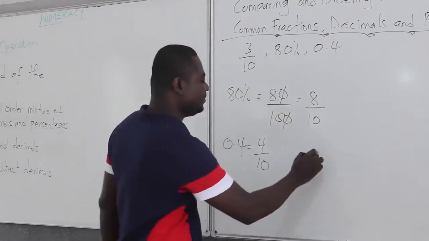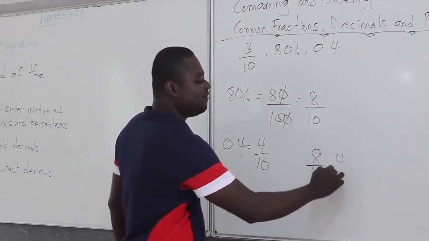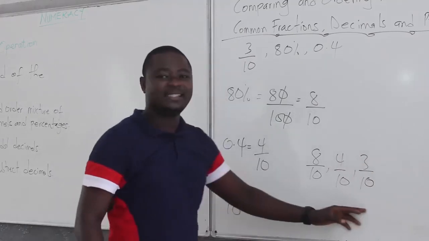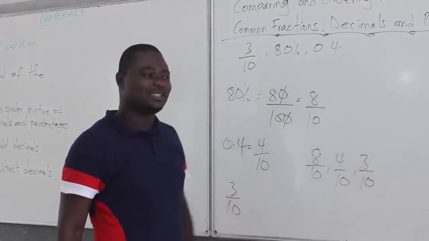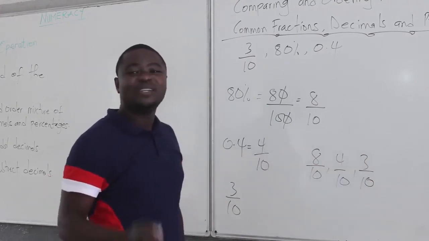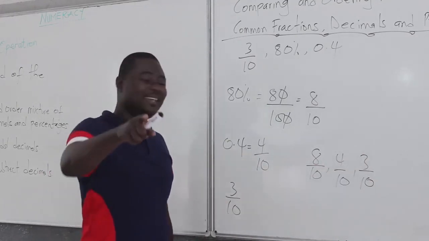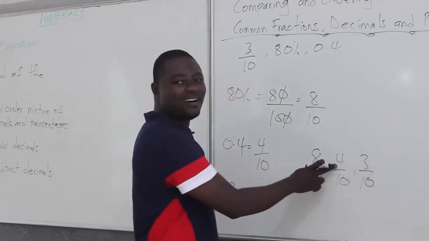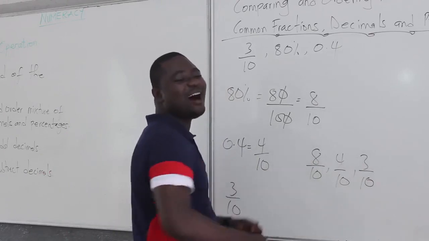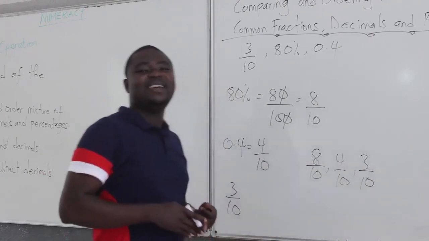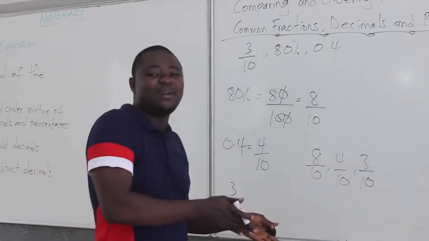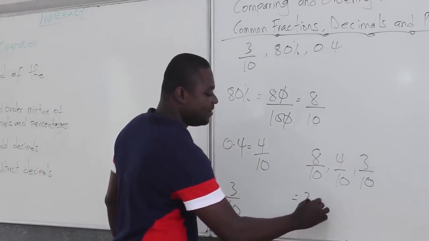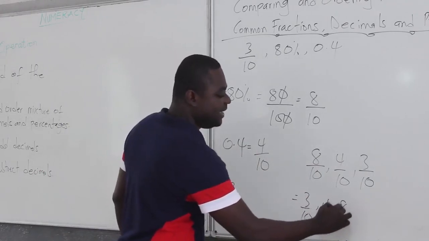Now let's compare them. 8/10, 4/10, 3/10. The denominators are the same. We are now going to compare using the numerators. 8, 4, and 3. Which one is less? Yes, it's 3. 3 is less, followed by 4, then 8. So if you are arranging them in ascending order, that's from the least number to the greatest number, this is how it will be: 3/10, 4/10, 8/10.